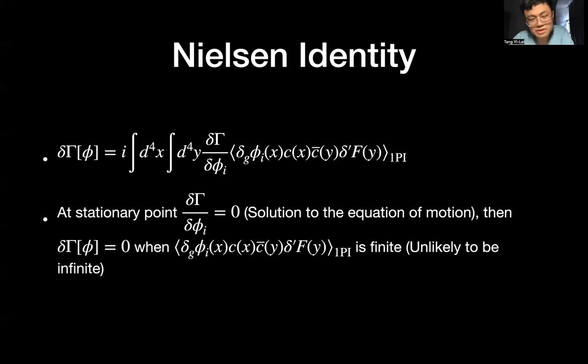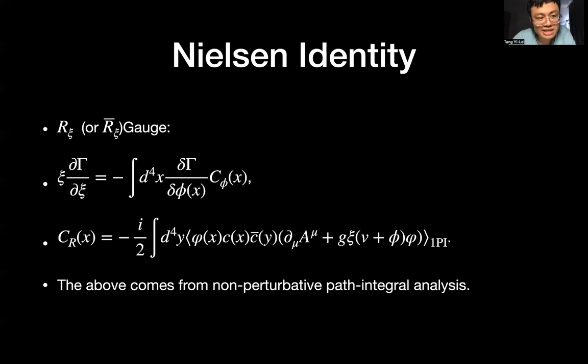In a specific case of the R xi gauge or the R xi bar gauge, on the left-hand side of this equation, it will become the partial gamma over partial xi. This xi is the parameter of the R xi gauge, and it will appear in the gauge fixing term. On the right-hand side of this equation, the definition of the C phi X is shown below. It is a mixture of all these operators and a summation of all the one particle irreducible diagrams.